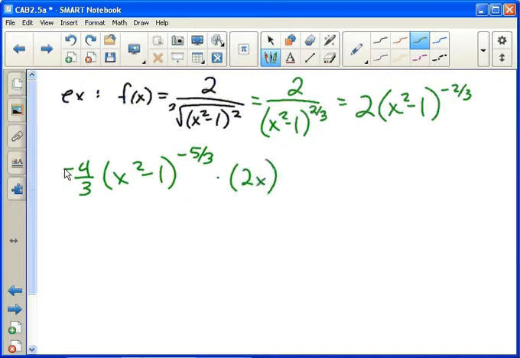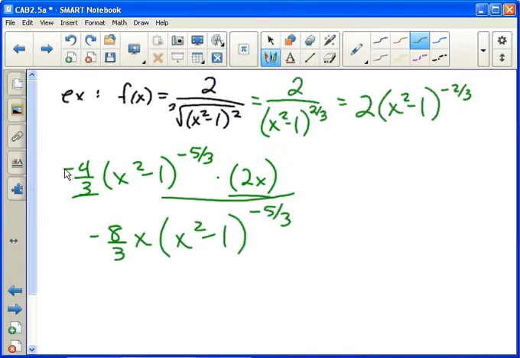Again, we can simplify by multiplying these two pieces together. We get -4/3 x times (x squared minus 1) to the -5/3. And you can leave the answer just like that, or if you prefer, you can move that (x squared minus 1) to the -5/3 to the bottom to make it a +5/3.